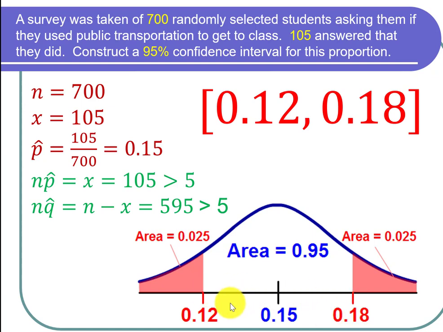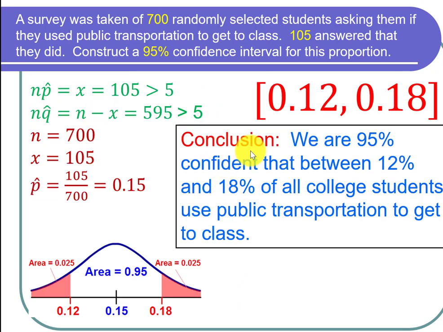So now let's state our conclusion in words. We can conclude that we are 95% confident that between 12% and 18% of all college students use public transportation to get to class.